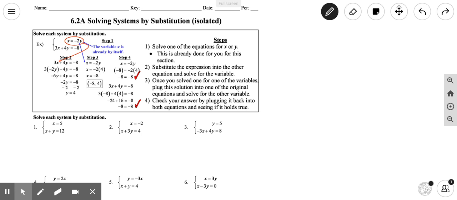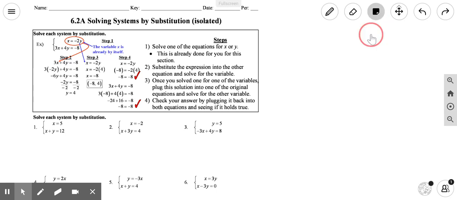All right, so for this lesson, we're going to be talking about solving systems by substitution. Previously, you solved systems by graphing. So you took two equations, you graphed them on a coordinate plane, found where they intersected, and that was your solution. Now we're going to be working algebraically. We're going to take our equations and substitute one of them into the other.